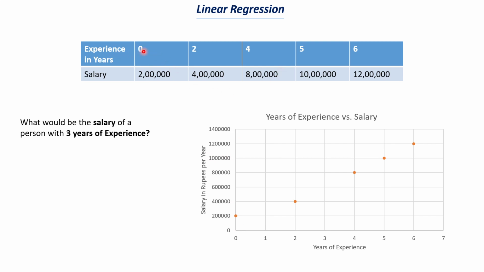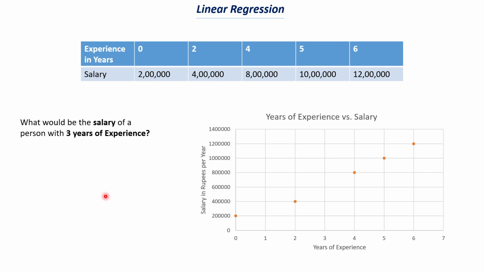A person with 0 years of experience makes a 2 lakh rupee salary, right? If we plot this, the x-axis value is 0 and the y-axis value is 200,000. The second data point is 2 years of experience, and the salary is about 400,000, or 4 lakhs. Similarly, we have 4 years of experience and 8 lakh salary, 5 years of experience and 10 lakh salary, and finally 6 years of experience and 12 lakh salary. These are the data points that we have plotted in a graph.